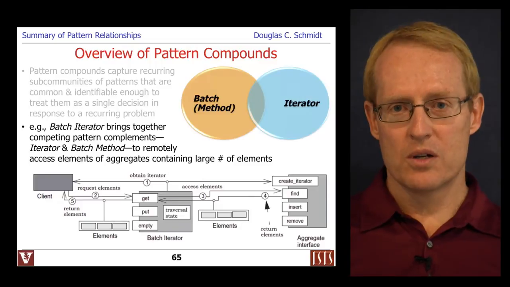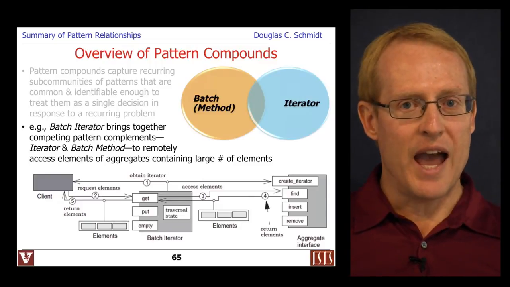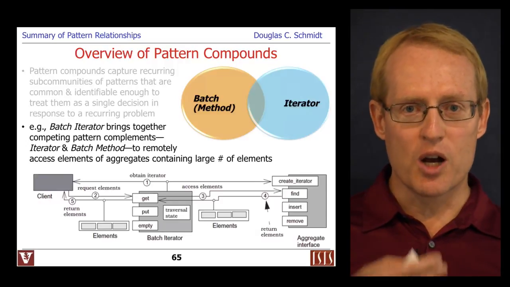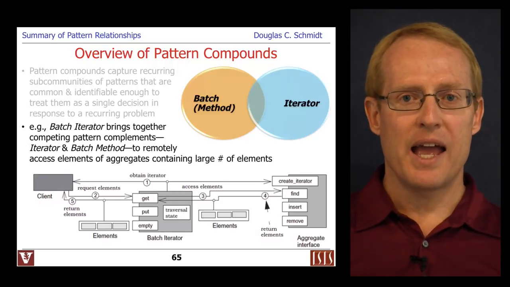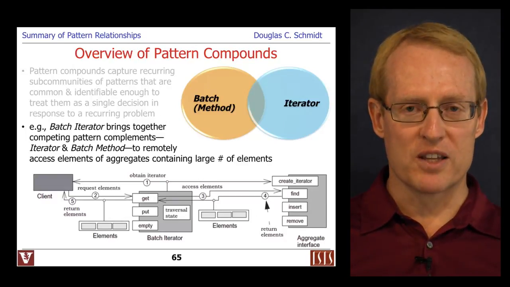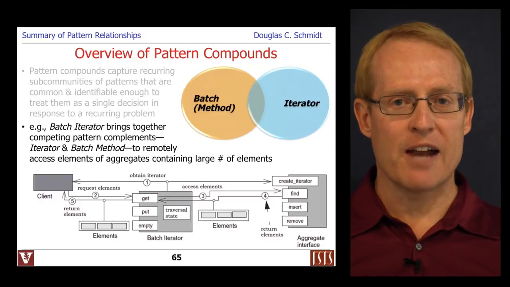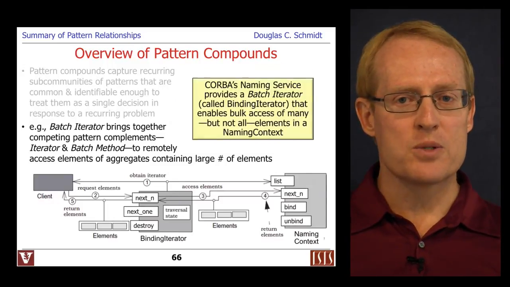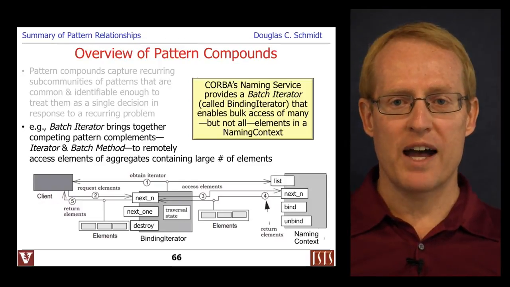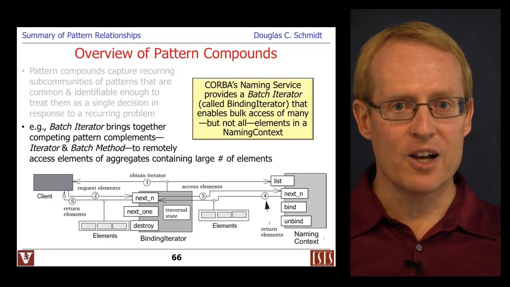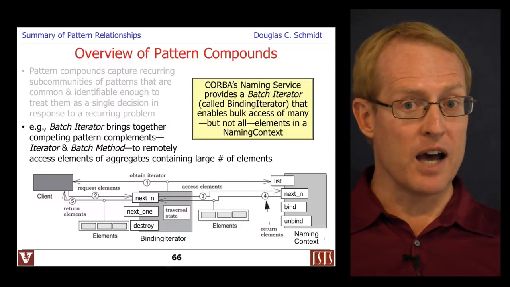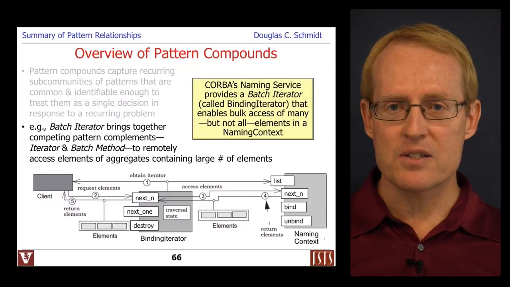What happens is you go to the aggregate or the container and you get back a batch iterator which comes back with a chunk of elements to iterate through locally. And then when you are done iterating through that chunk, it goes back automatically and brings over the next chunk from the aggregate. This gets used in lots of different places. Corba has something called a naming service, which provides a batch iterator called the binding iterator that allows you to optimize bulk access to many, but not all, elements in a naming context.